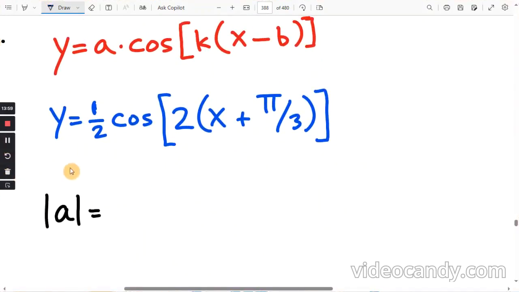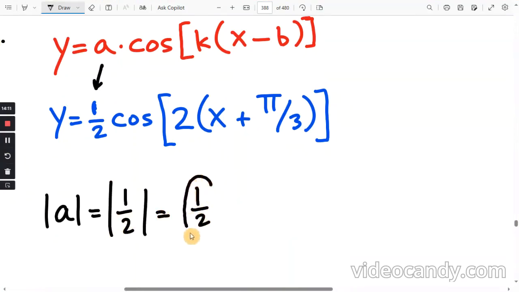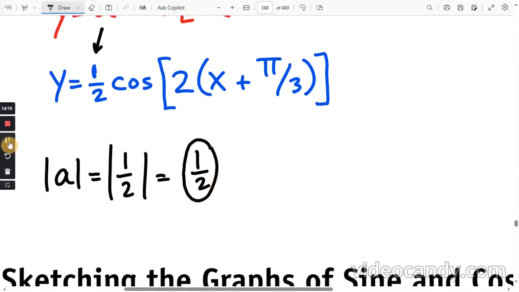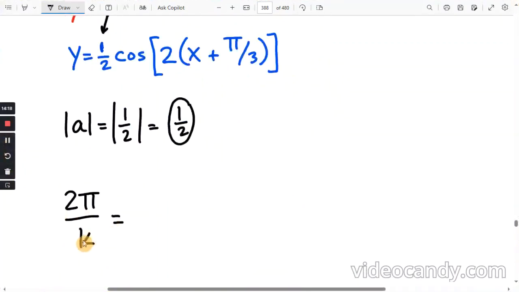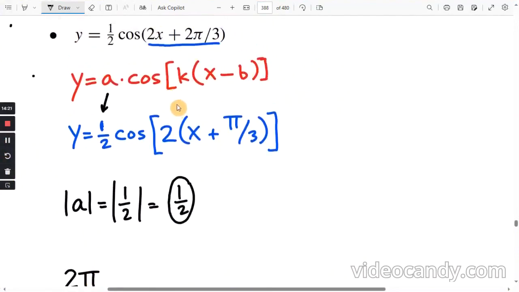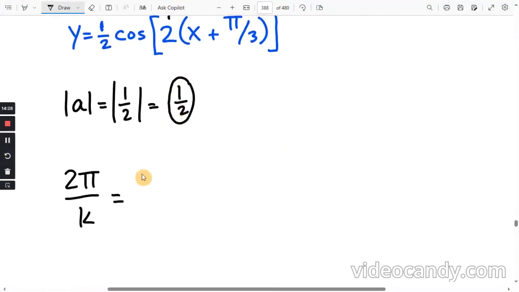All right, amplitude is the absolute value of A. So that is just the absolute value of 1/2, which of course is just 1/2. Next up, for the period, 2 pi over k. And since we factored this, we can now see that the value for k is just 2. So it's going to be 2 pi over 2, which of course is just pi.